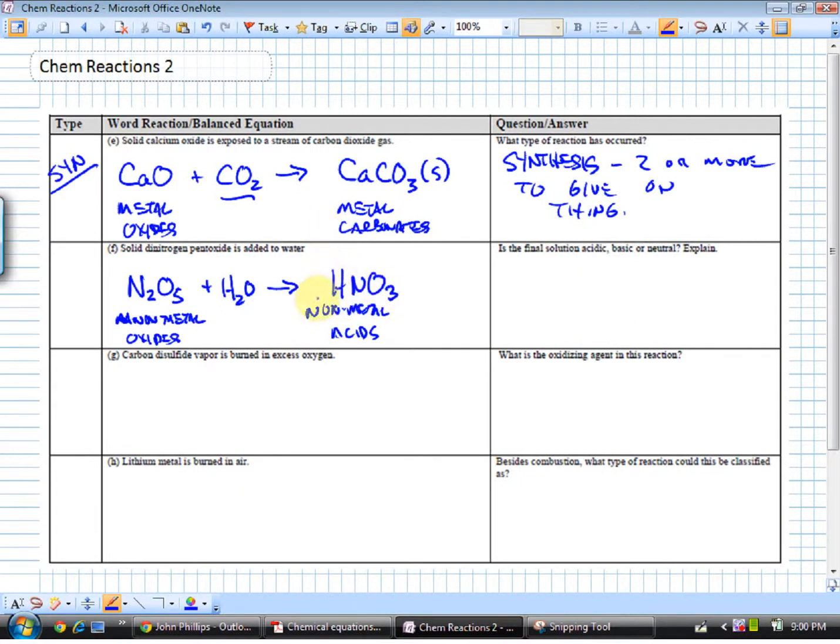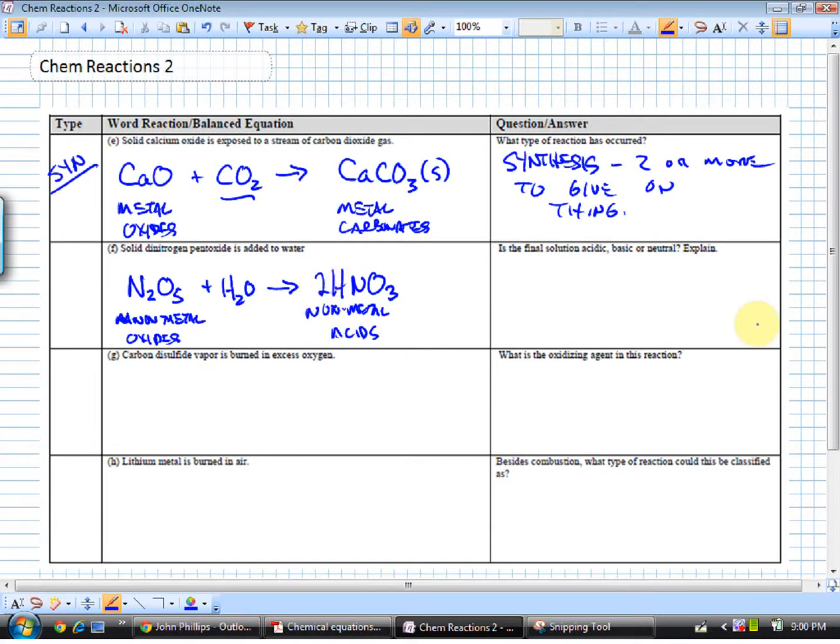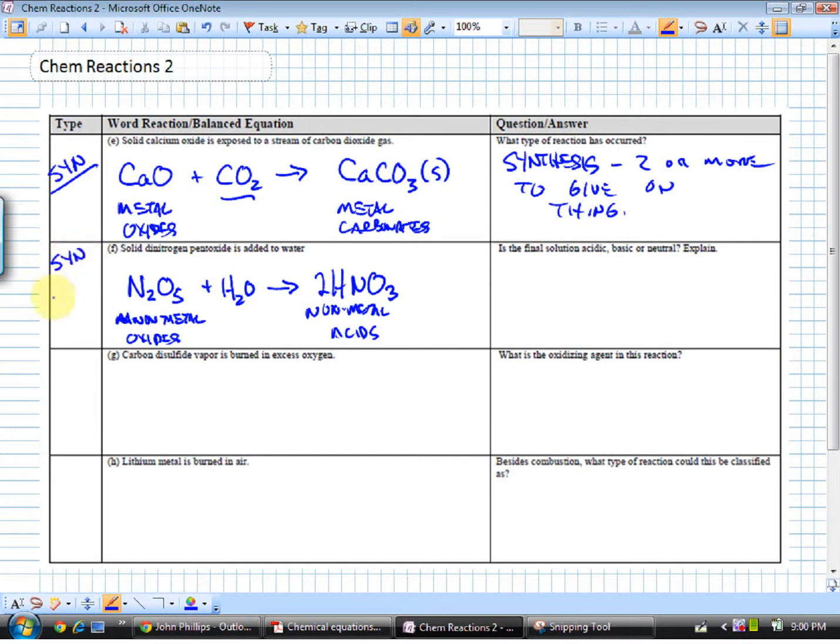And very simply, I believe if we put a 2 here, that brings everything to balance. 2 hydrogens, 2 hydrogens, 2 nitrogens, 2 nitrogens. 6 oxygens. I've got 1 oxygen here, 5 oxygens. I've got a balanced chemical reaction. There we go. So a couple ways to classify this one. We could classify it as a synthesis. It's also an acid-base reaction.